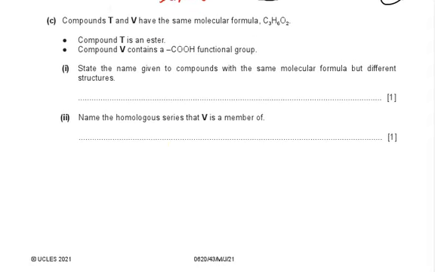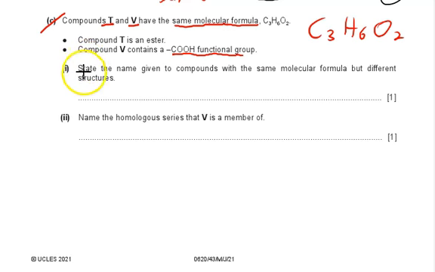Okay, now look at C. Compound T and compound V have the same molecular formula. This is C3H6O2. T is an ester and V is a carboxylic acid. State the name given to compounds with the same molecular formula but different structures. So this is called structural isomers. Or you can just simply put isomer.